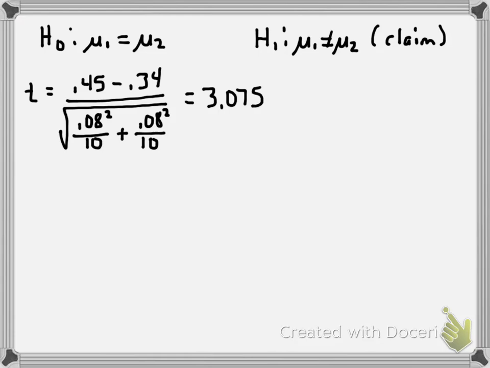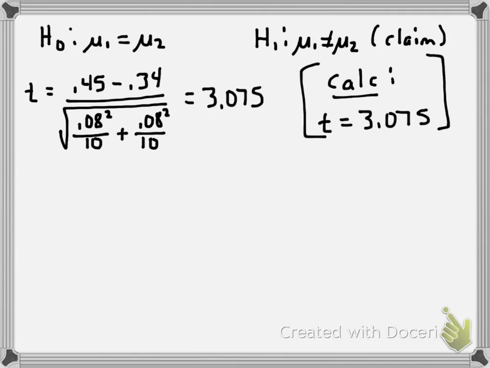3.075. Now, if you're using your calculator to find the test statistic, you should find that t is 3.075. So in this instance, you do get the same thing for the test statistic. Sometimes they're slightly different. Now let's find any critical values.